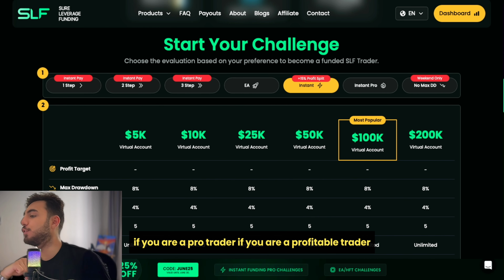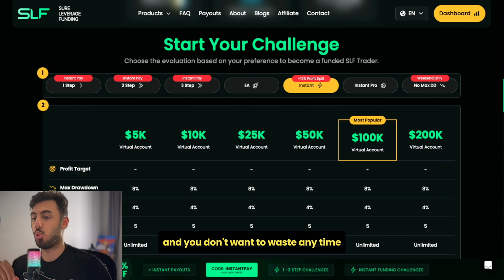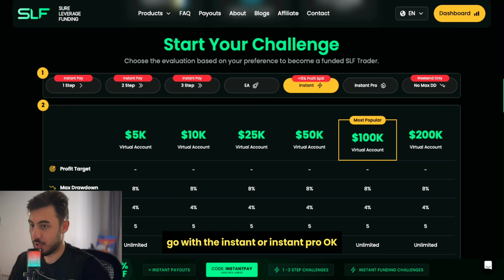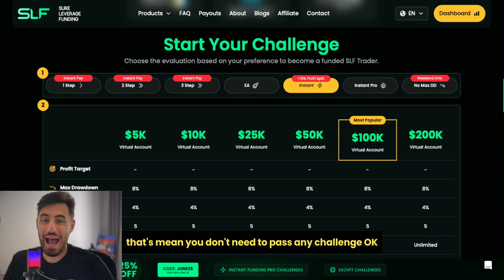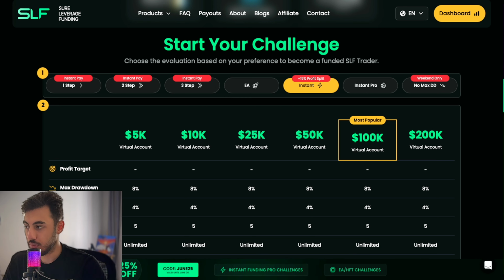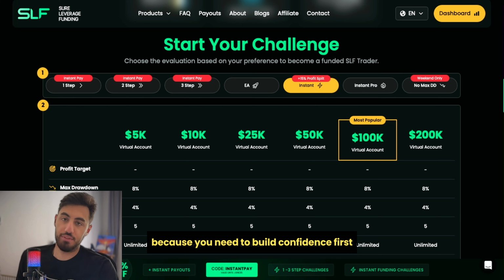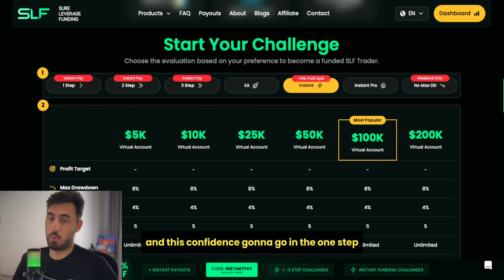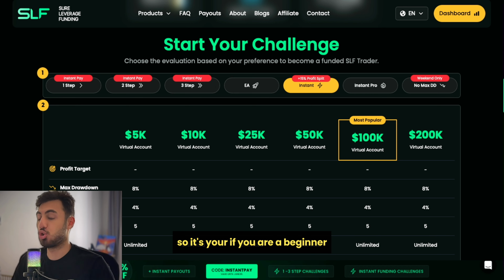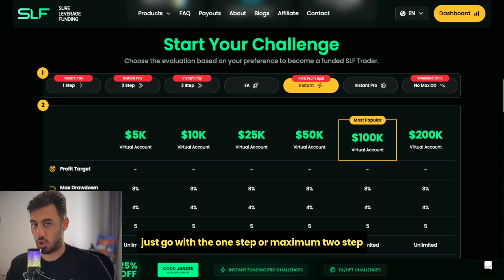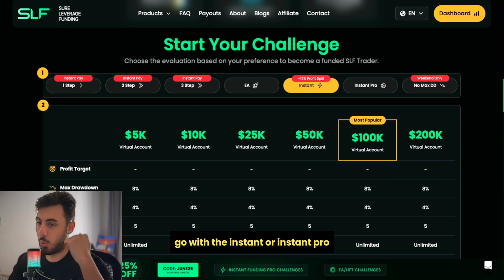But if you are a pro trader, if you are a profitable trader and you don't want to waste any time, go with the instant or instant pro. So what does instant mean? Instant means you don't need to pass any challenge. You go directly to a live account. But if you are a newbie trader, don't go with the instant, because you need to build confidence first, and this confidence is gonna come from the 1 step. For sure, the instant funding is much more expensive than 1 step. So if you are a beginner, just go with the 1 step or maximum 2 step. But if you are a pro trader and profitable, go with the instant or instant pro.